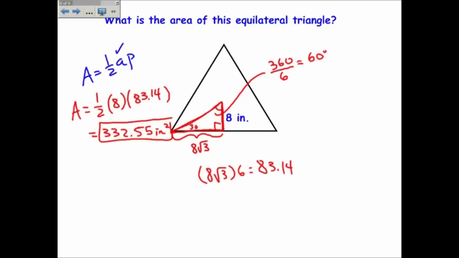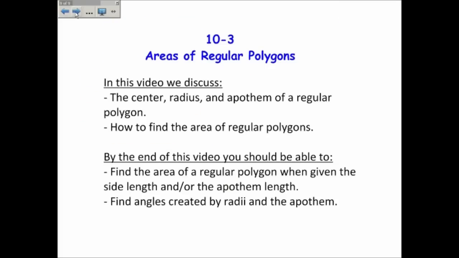So in this section, we talked about finding the area of regular polygons, what the center, what the radius, what the apothem is, but specifically how to find the area of a regular polygon when you're given the side length and or the length of the apothem.